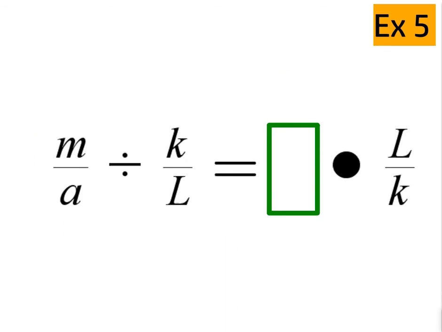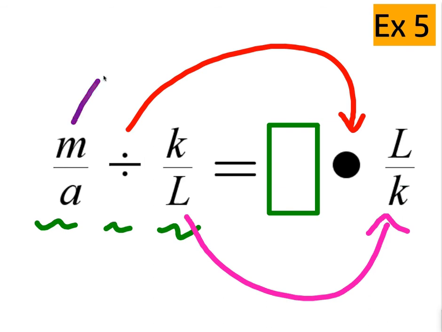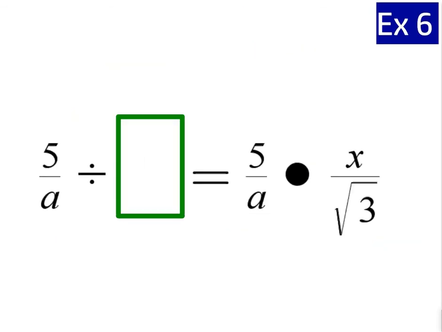Alright, so we have m over a divided by k over l is equal to, now, what times L over K? So notice again, this changed to multiply, and this was flipped to L over K. So if it's keep, change, flip, notice the keyword keep. Okay? So the red is the change and the pink is the flip. So the purple must be the what? Must be the keep, right? Stayed the same, so therefore it's m over a. I could see how you could get confused and put a over m, but again, the first fraction stays the same as we showed before.